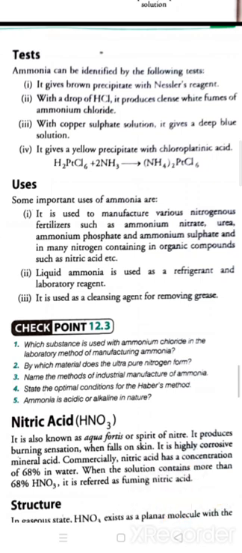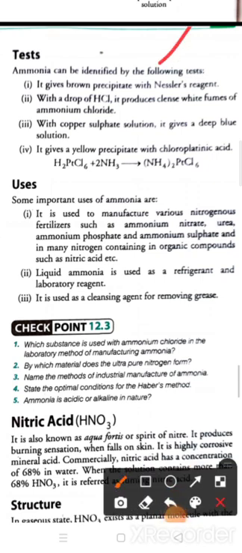Now the tests for the identification of ammonia. The first one is that it gives a brown precipitate with Nessler's reagent. The second one is that with a drop of HCl it produces dense white fumes of ammonium chloride. The third one is that with copper sulfate solution it gives a deep blue solution, and it gives a yellow precipitate with chloroplatinic acid.